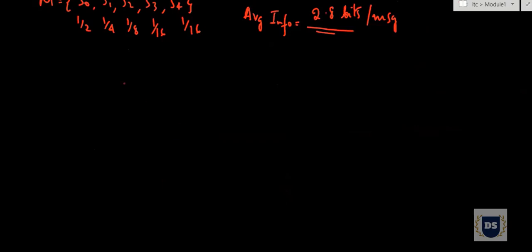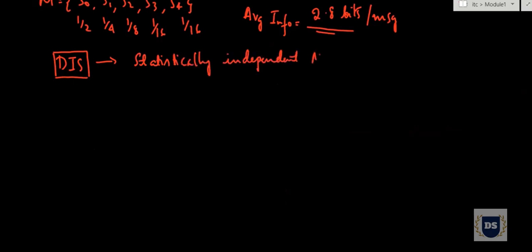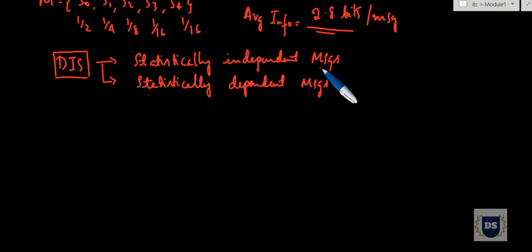So our next concept is the very starting block that we had discussed, that is the discrete information source. So this DIS emits 2 flavors of messages. The very first flavor being statistically independent messages, and one more being statistically dependent messages. So right now this discrete information source emits 2 flavors of messages. One is statistically independent kind of message, and the other one being statistically dependent kind of message.